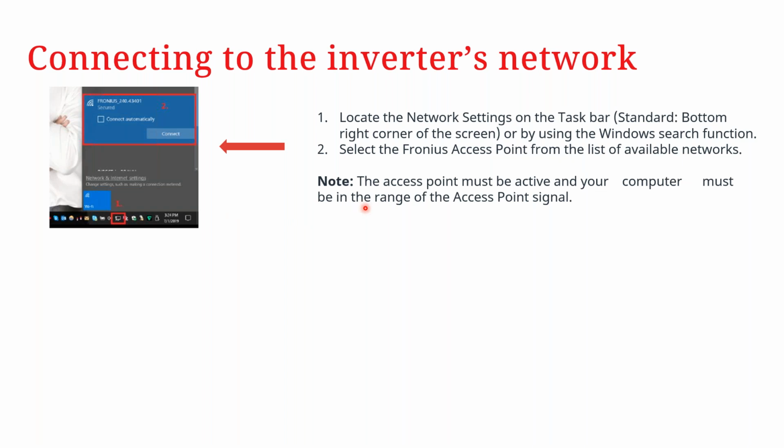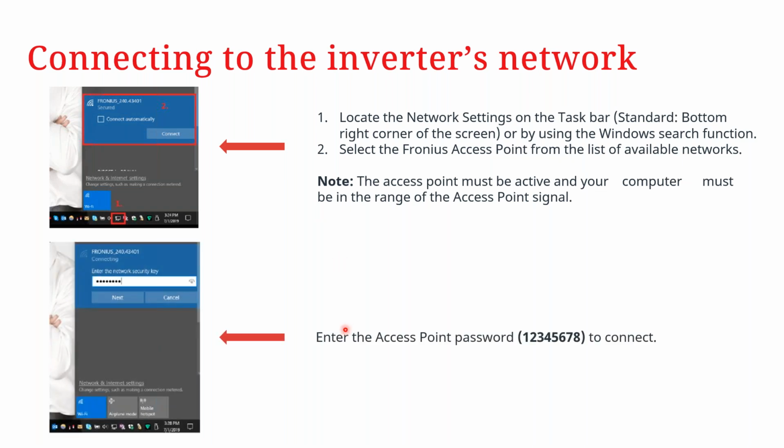Okay, so once that is done, you can now go ahead. But before that, please note that the access point must be active and your computer must be in the range of the access point signal. That's very, very important. Next up is to enter the access point password. This is usually 1 through to 8. Once you do that, you can now connect.